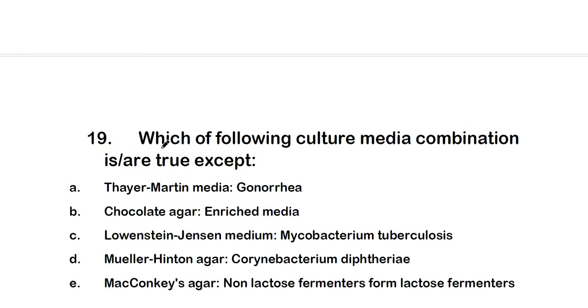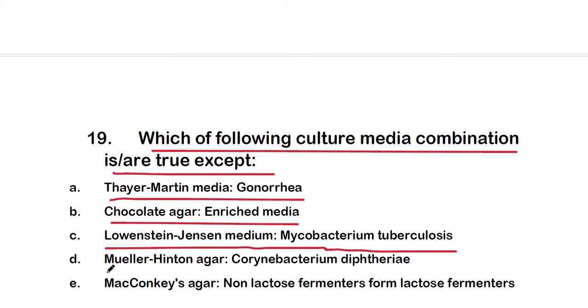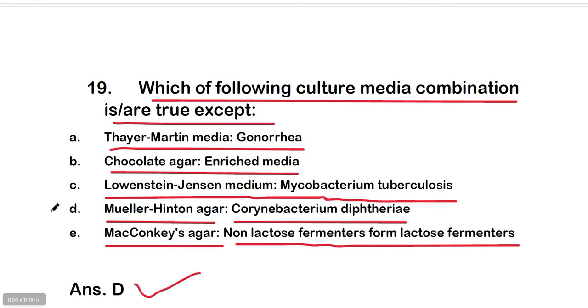Next is question number 19. Which of the following culture media combinations is or are true, except, that means which are not true. Options are option A, Thayer-Martin media for gonorrhea, option B, chocolate agar for enriched media, option C, Lowenstein-Jensen media used for Mycobacterium tuberculosis, option D, Mueller-Hinton agar used for Corynebacterium diphtheriae, or option E, MacConkey's agar, which is used to differentiate non-lactose fermenters from lactose fermenters. So which one is not true here? The right answer is option D, Mueller-Hinton agar used for Corynebacterium diphtheriae is not true. The other combinations are true.